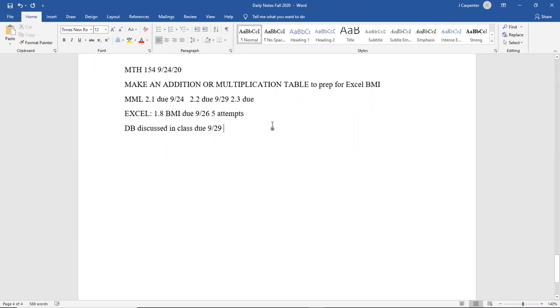Whiteboard has all the due dates and stuff coming up. So 2.1 is due today, my math lab homework. 2.2 is going to be due on the 29th. 2.3 will be due a week from today if we finish it today. It's another case of we've got a decent amount of material to cover, so whether we can cover this in one day or not, we'll find out.